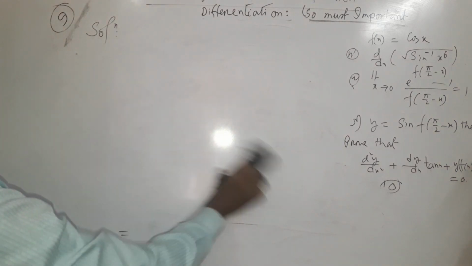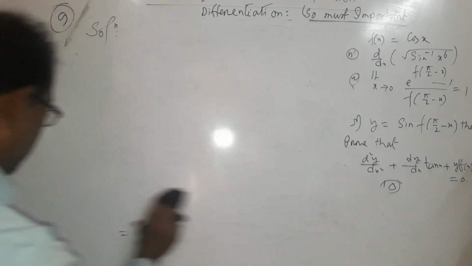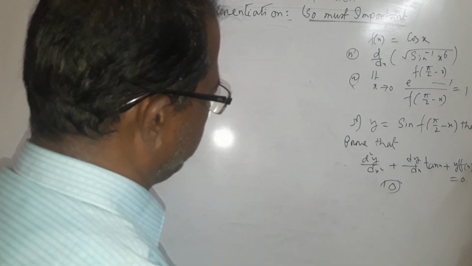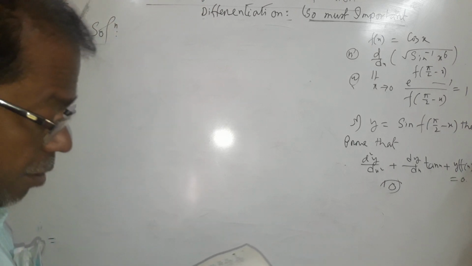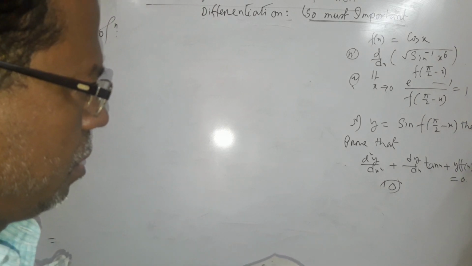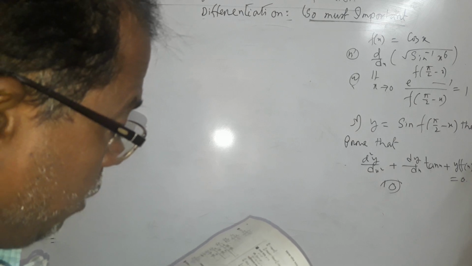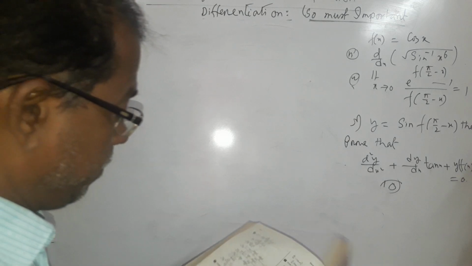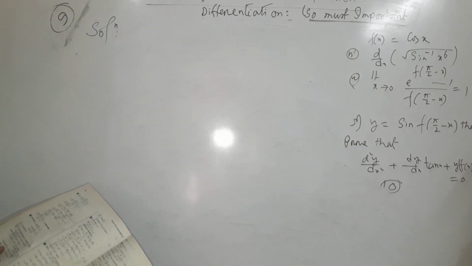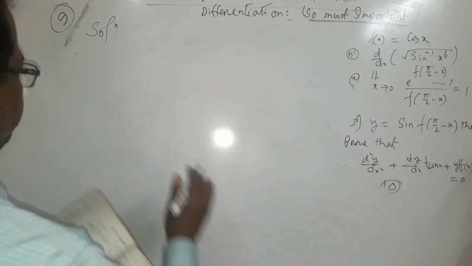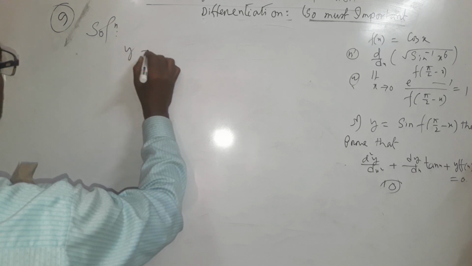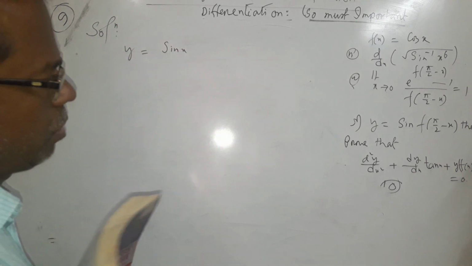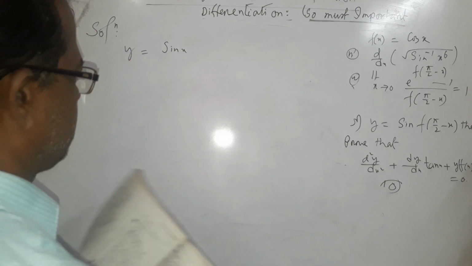Now the last math problem: d²y/dx² plus dy/dx into tan x plus y into (f of x) the whole square. Firstly, let y equal to sin x. Y equal to sin x.